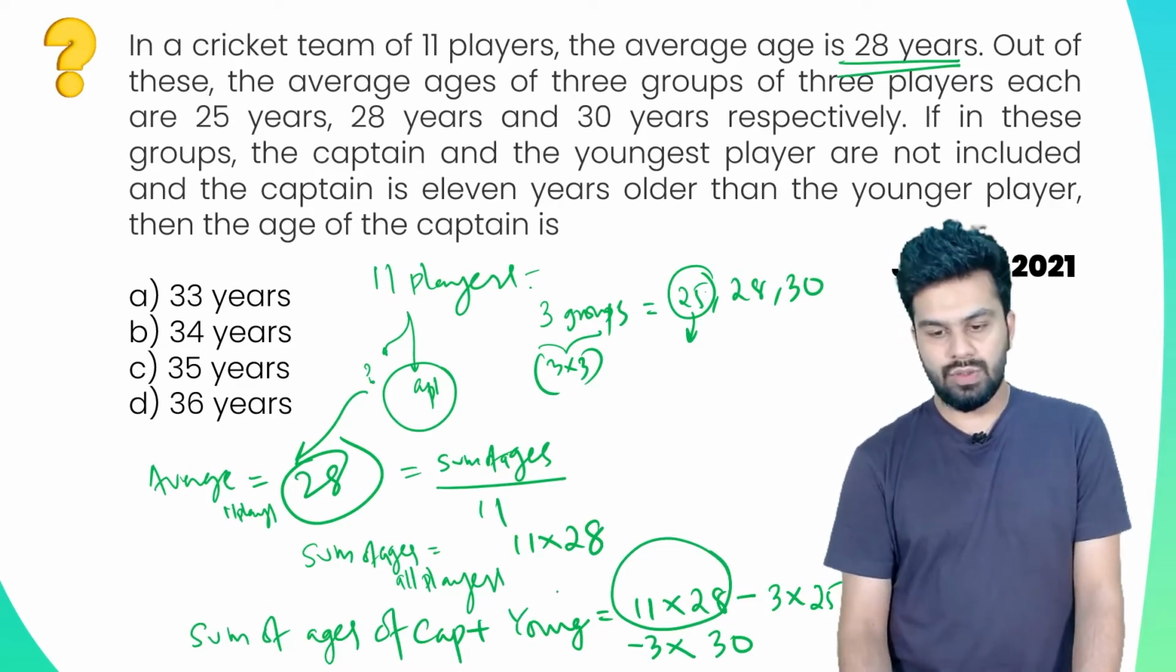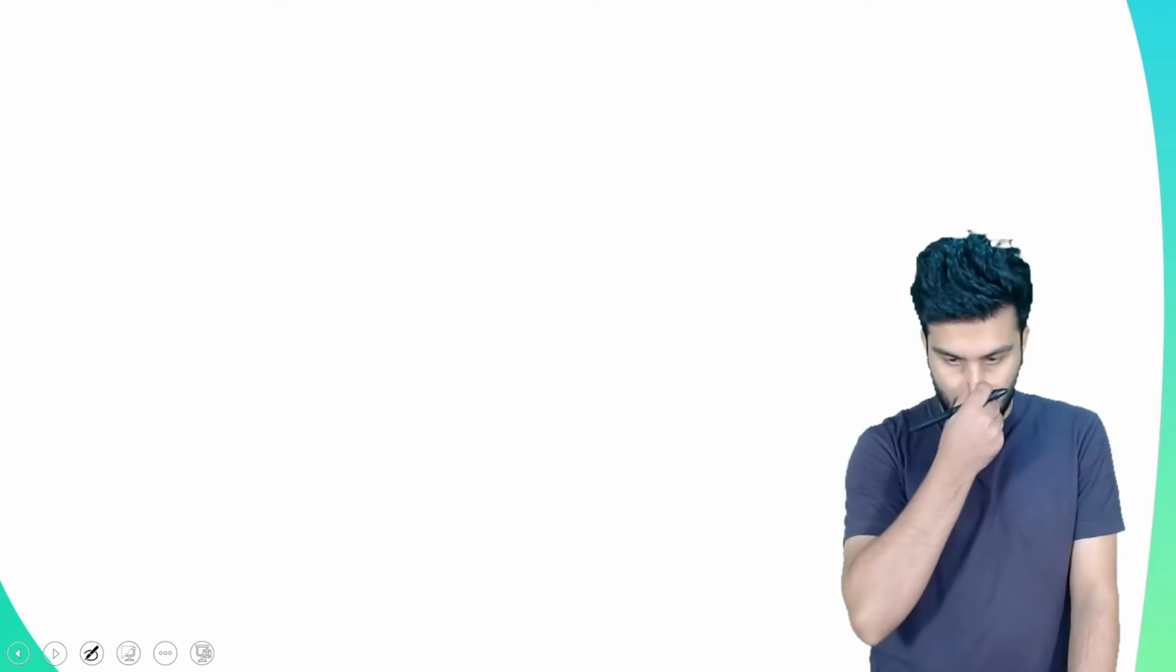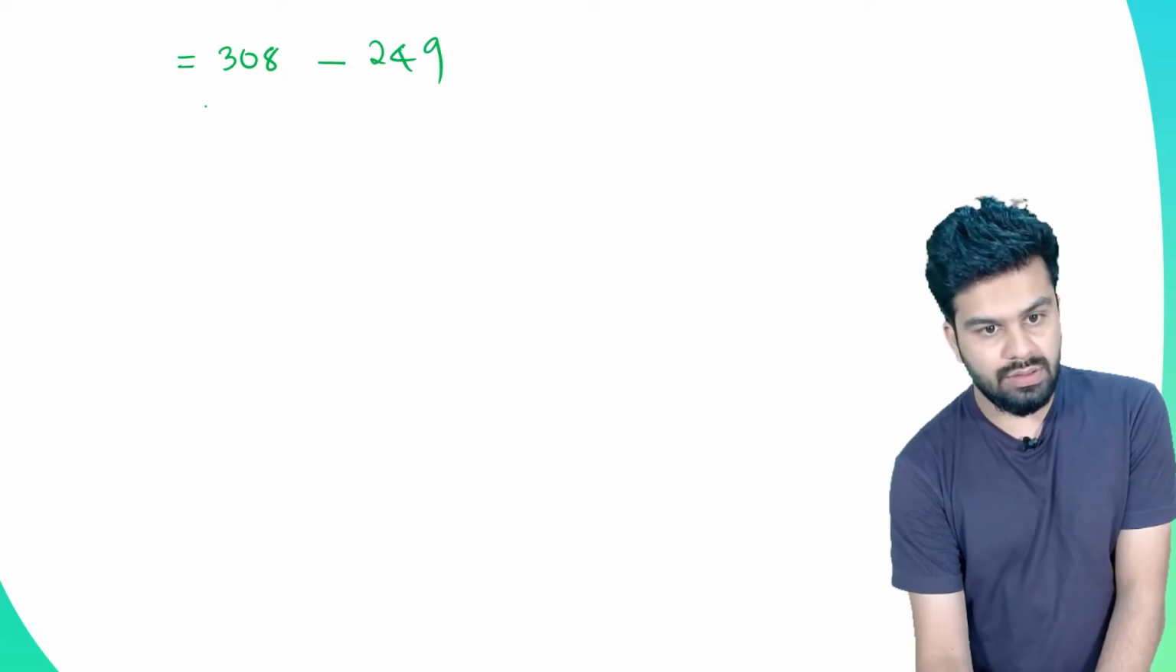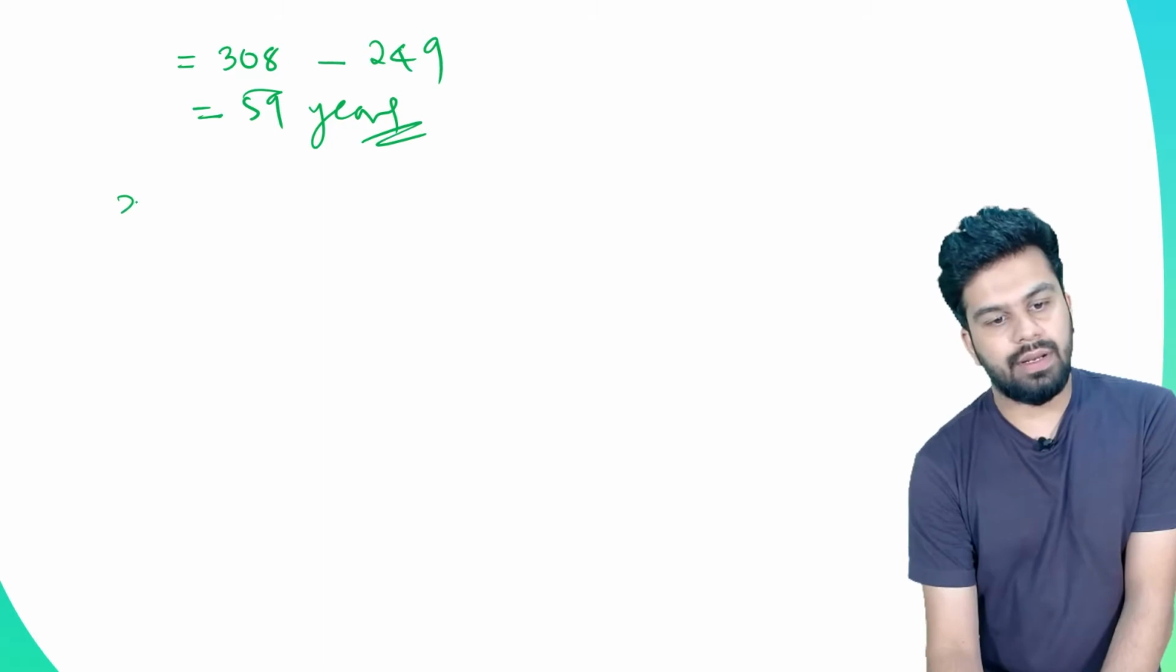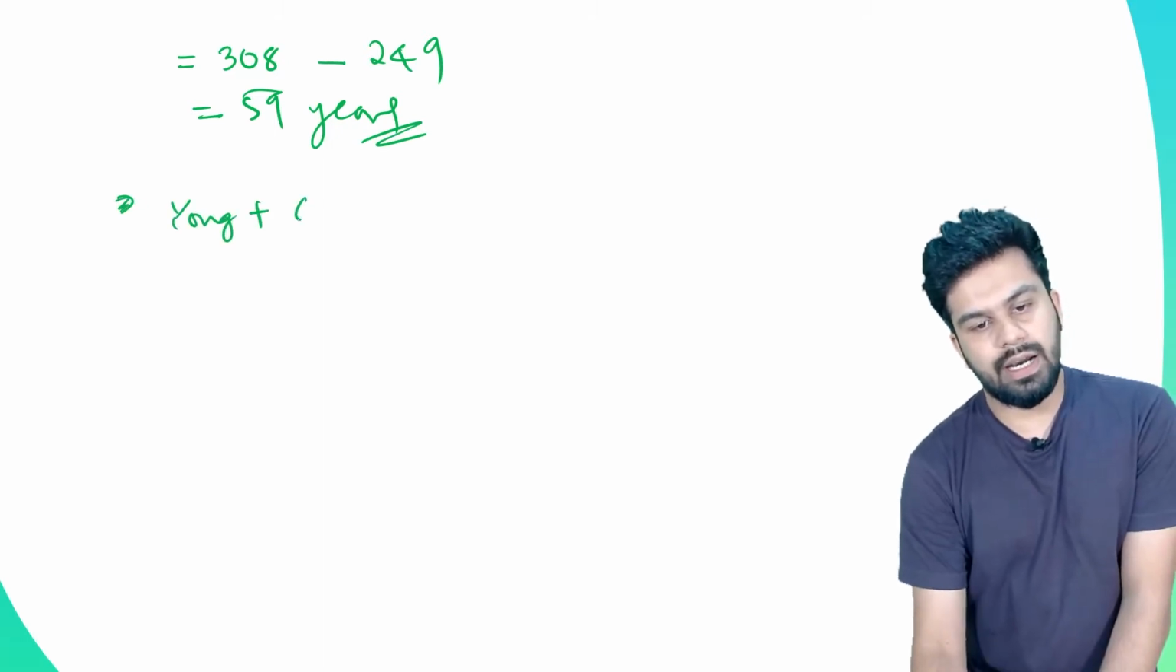Concept clear? So while solving this, the answer is going to be, this is equal to 308. 11 into 28 is 308 minus 249. So this is equal to 59 years. So the sum of age of youngest player plus captain is equal to 59.